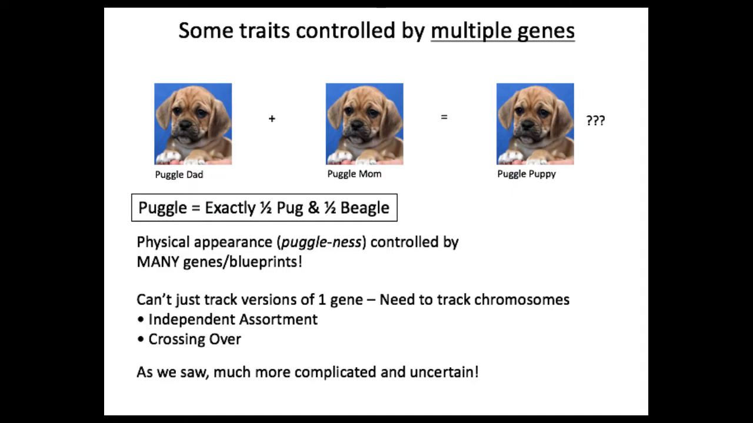We can't just track versions of one single gene. We need to actually track the chromosomes because remember, independent assortment and crossing over are always occurring. This is all an example of polygenic inheritance.